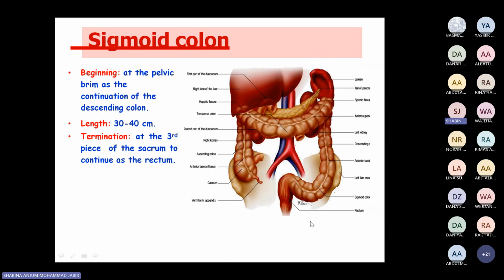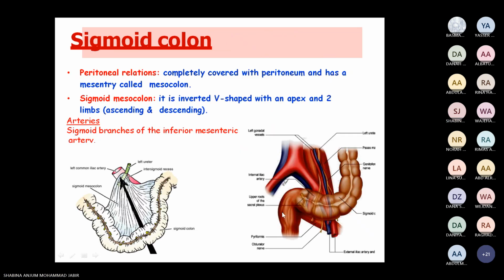Then next we have the sigmoid colon. Where will it start? It will start from the pelvic brim as the continuation of the descending colon. Where will it finish? It will end at the third piece of the sacrum and continue as the rectum. What are the relations? Yes, it also has peritoneum. It is completely covered, and this peritoneum or mesentery here is called mesocolon. Can you see? This is the sigmoid mesocolon.